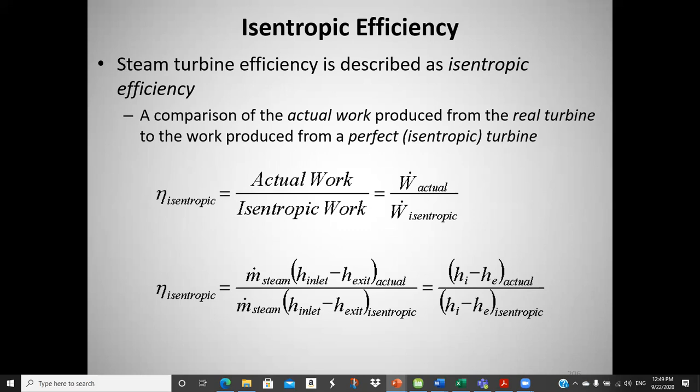And so once you plug it in, it comes out to be that enthalpy ratio, where the inlet enthalpy is the same for both, with h at the exit for the actual and h at the exit for the isentropic. You form those differences, you do the division, and that gives you the isentropic efficiency of the turbine.